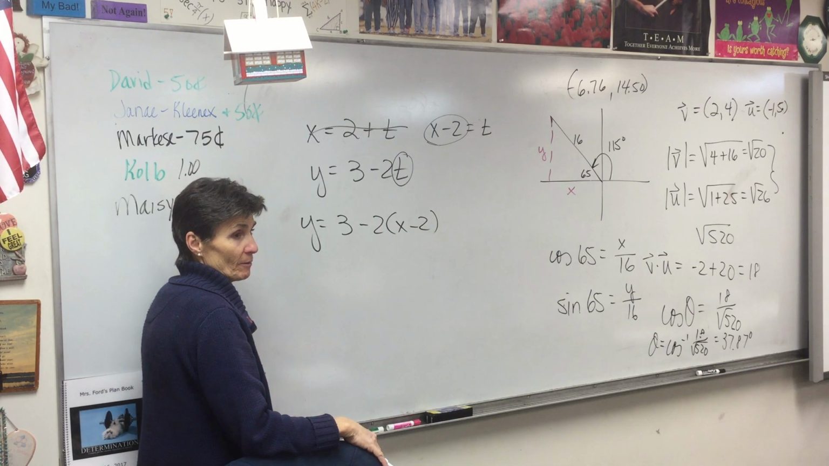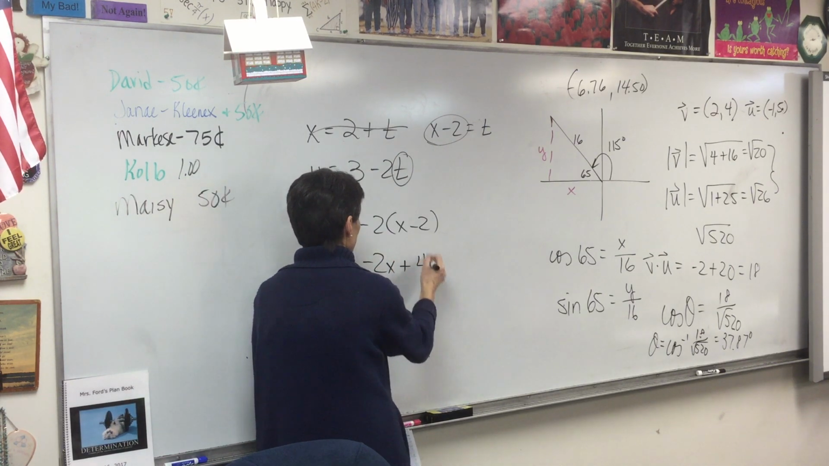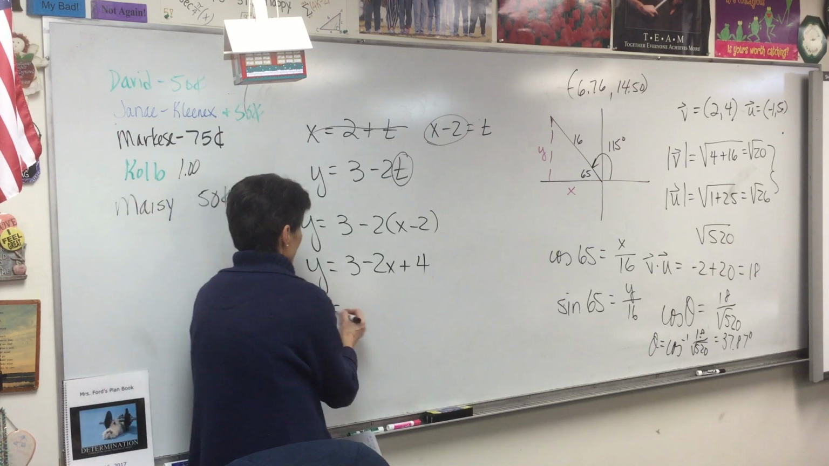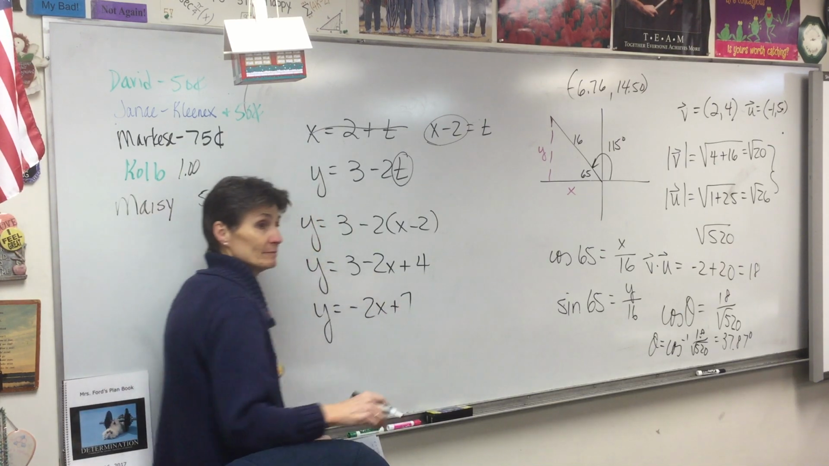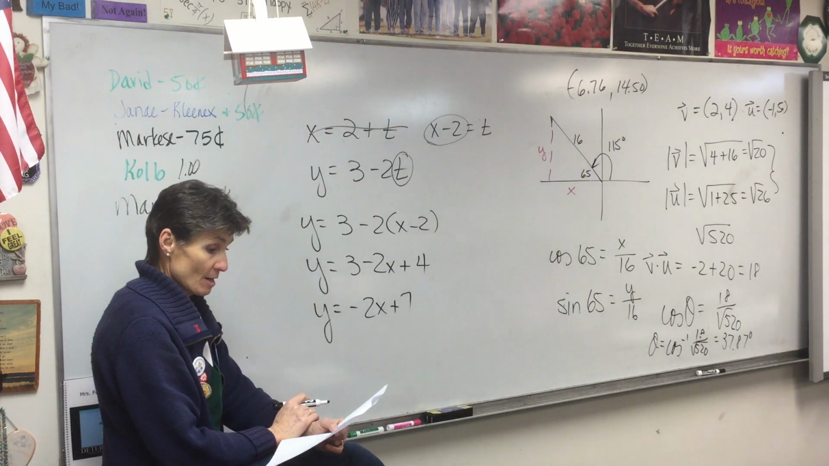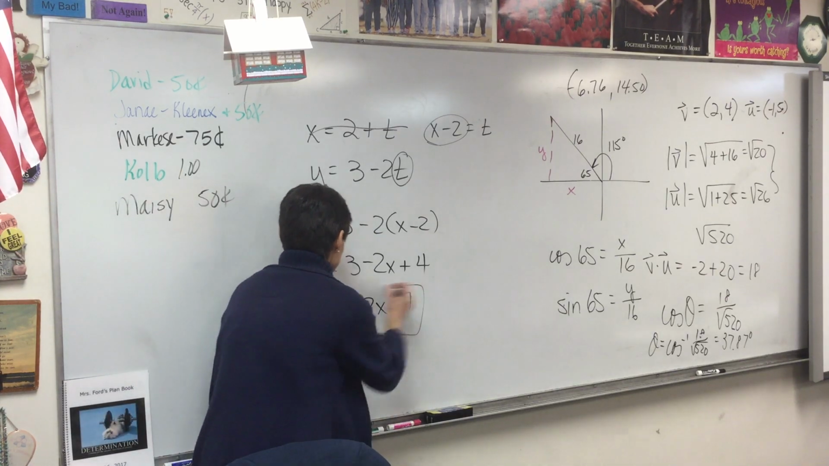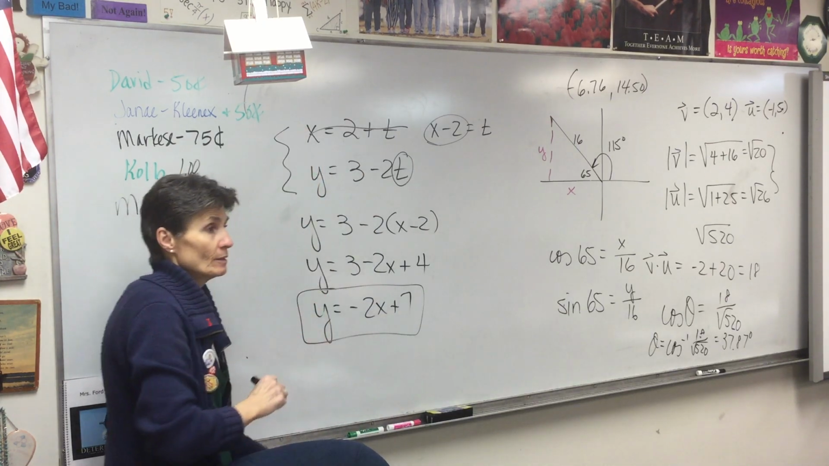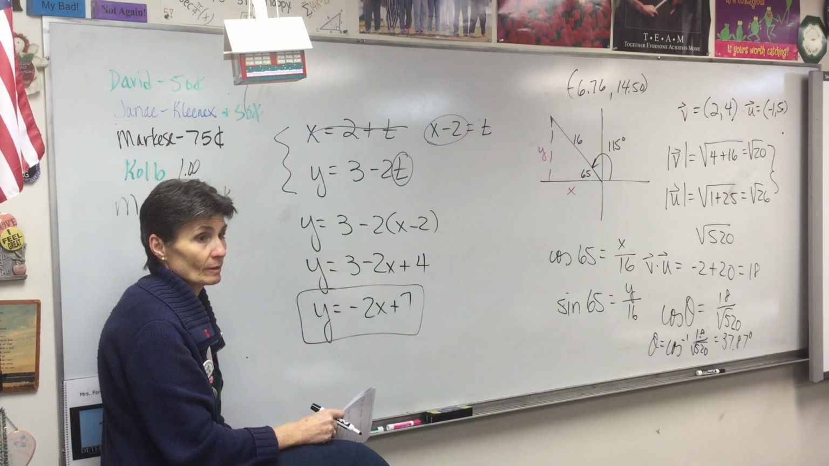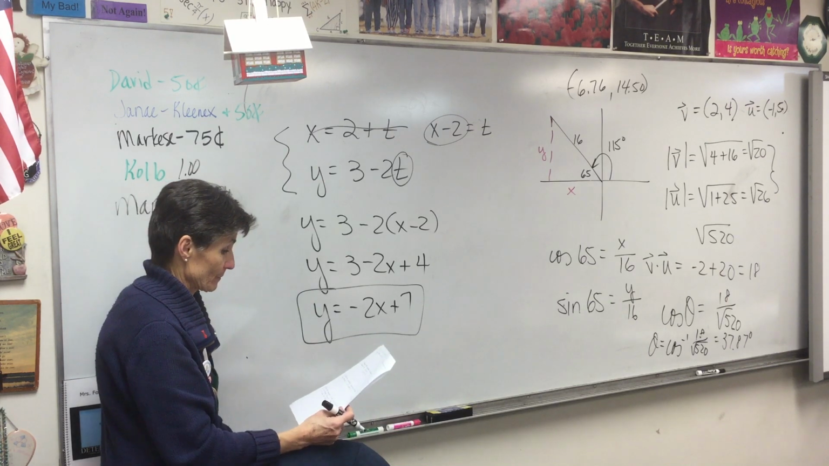Everybody keeping up here? So 3 minus 2x plus 4. I'm going to be real careful on my distribution. And I have negative 2x plus 7. And that's all you have to do. It says remove the parameter and write one equation. Right there it is. So you started with 2, but you put them together and got 1. So it's like substitution. It's exactly what it's like, substitution.